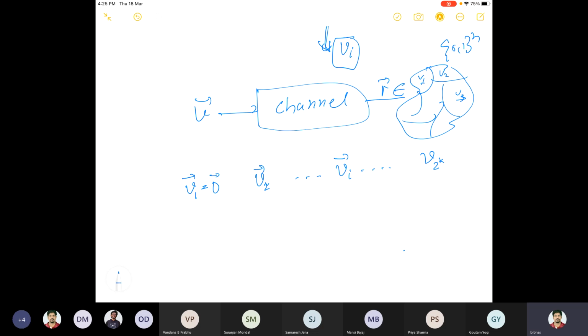Now I'll create the next row. How do I create the next row? You choose any n-tuple and put it here. Let me write it as E2. E2 is any vector. You just put it here. Then the rest of the entries of the row you fill up like this: E2 plus V2, dot dot dot, E2 plus V_i, dot dot dot, E2 plus V^K.